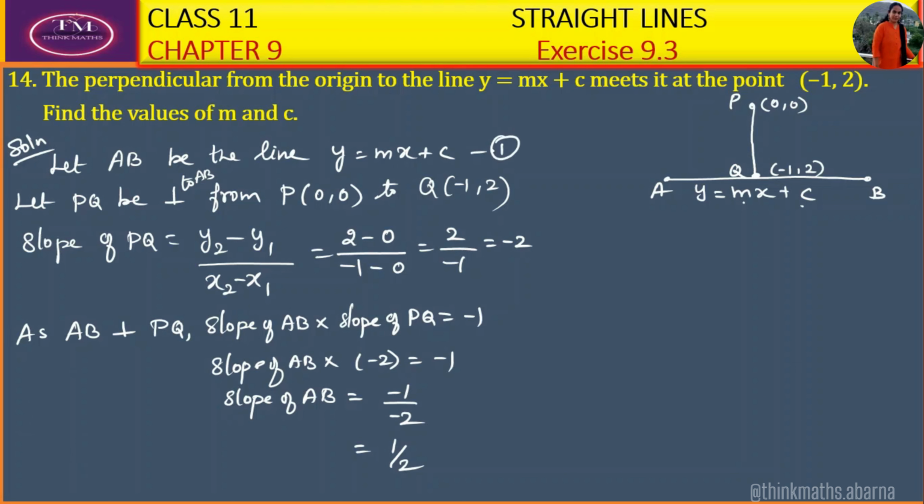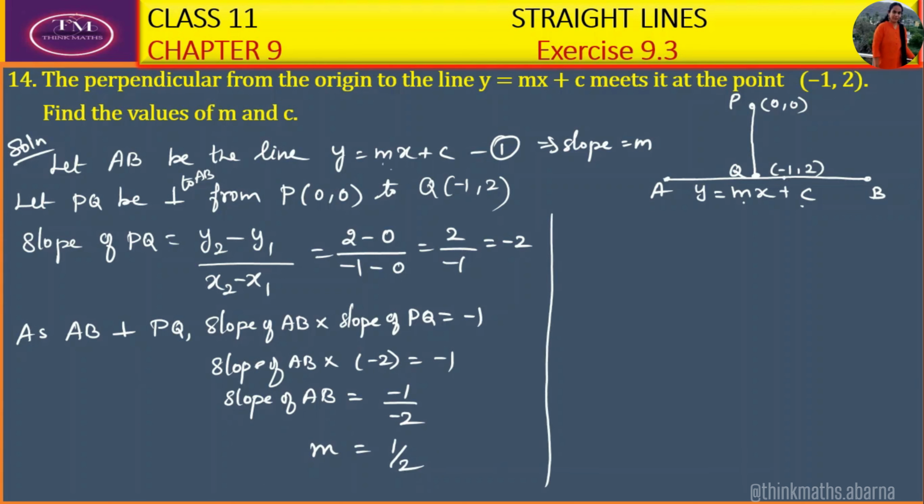So from this equation, what can you say? Slope is m. So slope is equal to m. That means m is equal to 1 by 2. So we found the value of m. Okay. Now we have to find out the value of c.